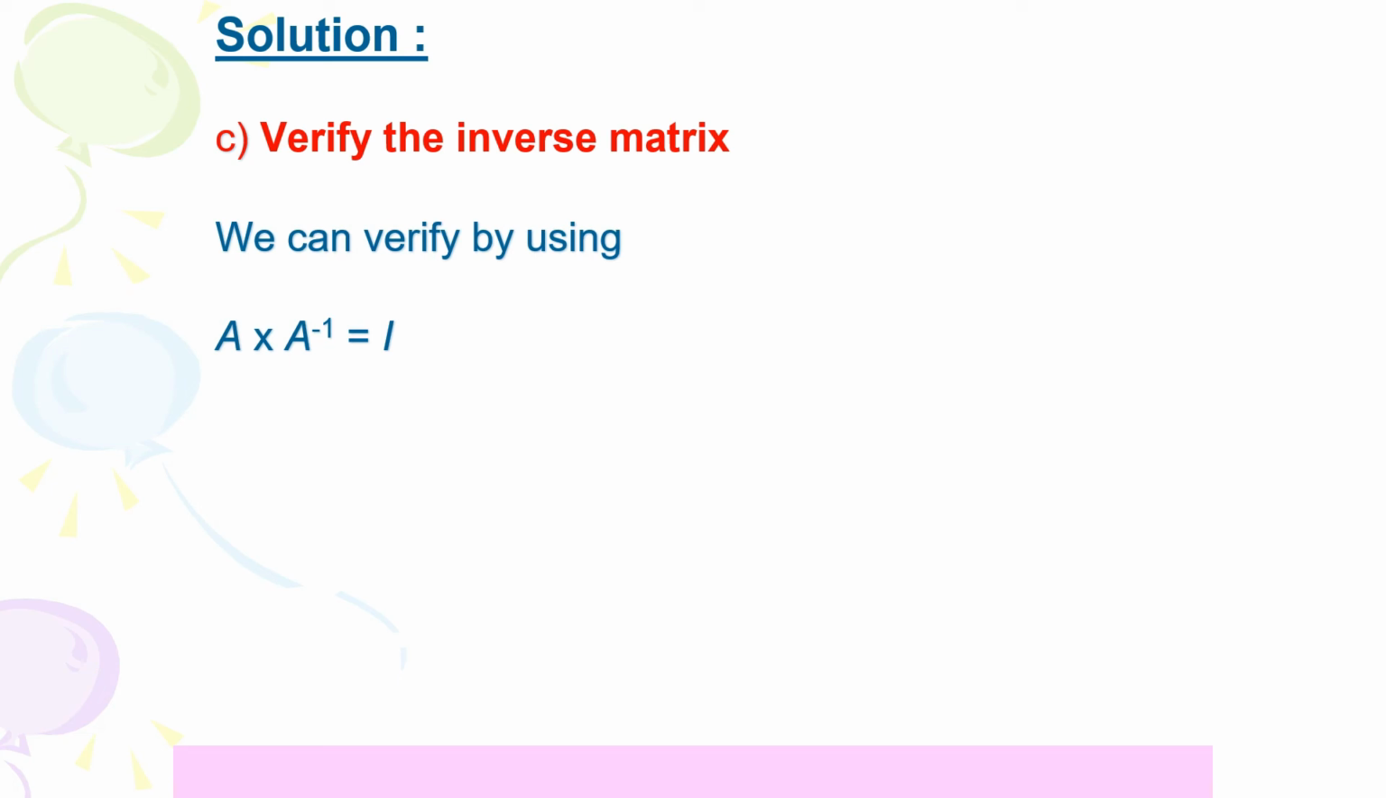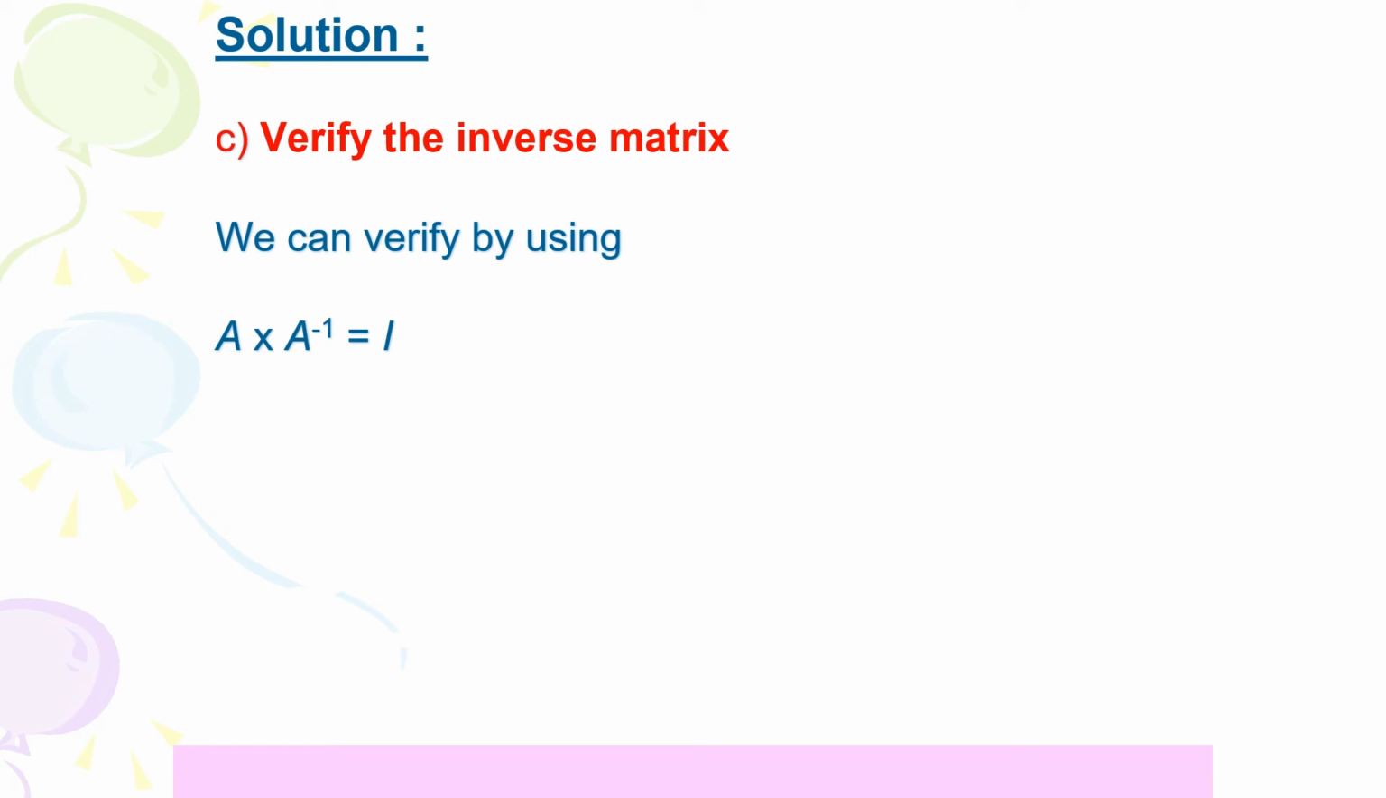First, we have to verify the matrix which is given to us. We have matrix A and also the inverse of matrix A. How can we verify that the inverse matrix of A is correct? We can multiply matrix A with the inverse matrix of A. So what will you get? You will get an identity matrix.